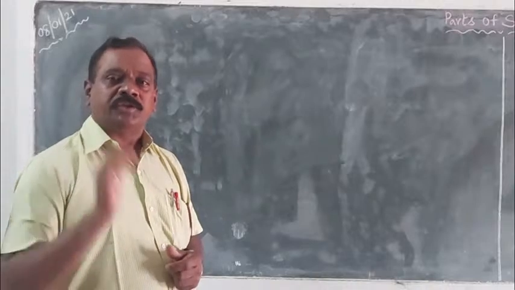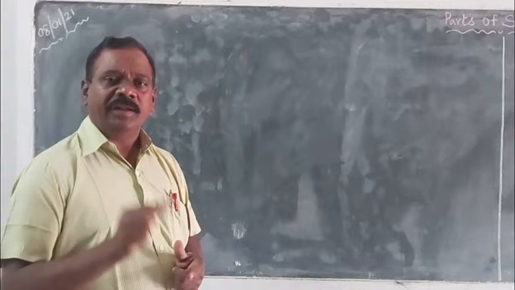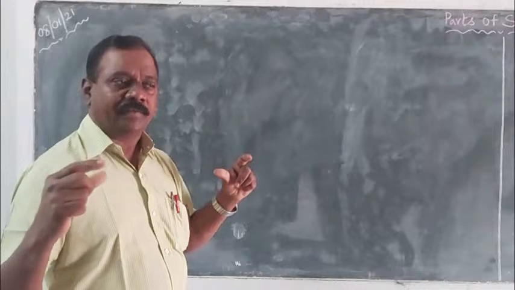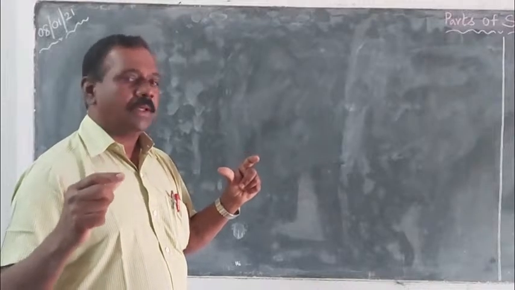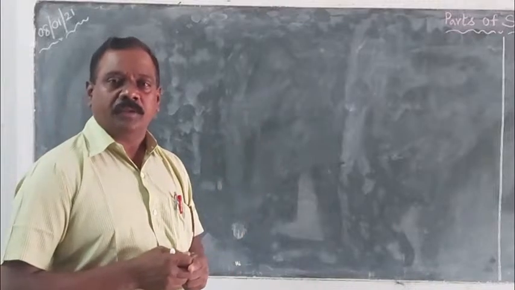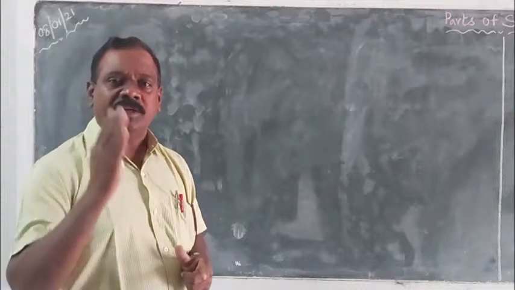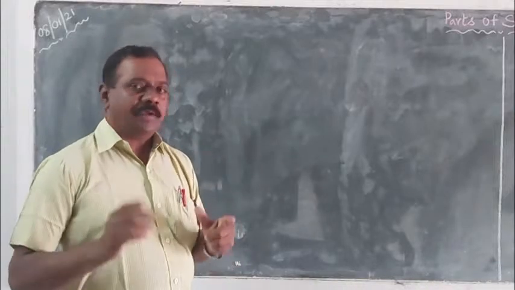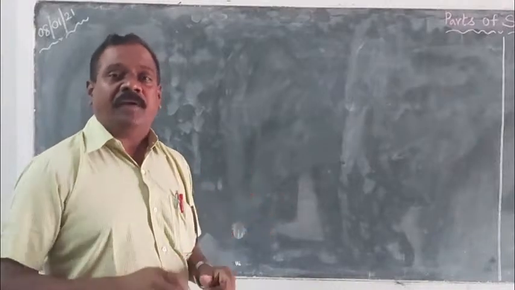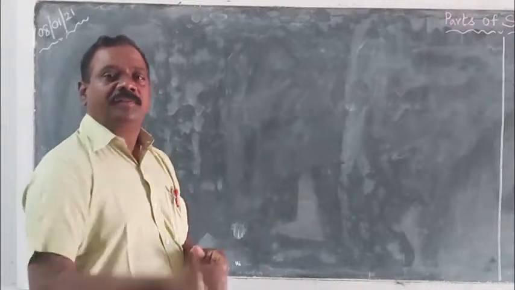See, parts of speech, everybody knows. What is it? It is related to words. So you know the definition of a sentence. A sentence is nothing but a group of words. Words can make a sentence. But every word has a different function in a sentence. Sometimes a single word can function in different ways. For example, let us begin with a sentence.